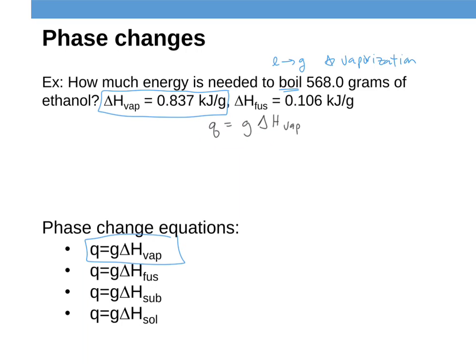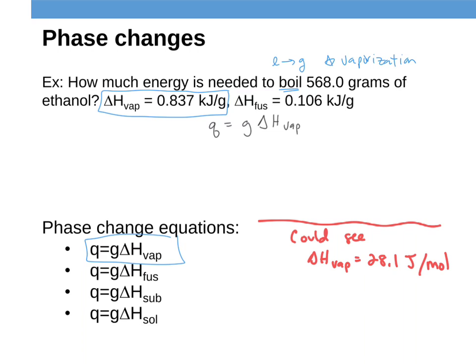What you might see instead, and I'll just put this as an aside here, is a delta H vap that is something like 28.1 joules per mole. And so it's going to be mole here instead. And so instead of having Q equals g times delta H, you're going to have Q equals mole. Sorry, not mole, you don't write out the word mole. We're going to write n: Q equals n delta H vap, where, of course, n is the number of moles.